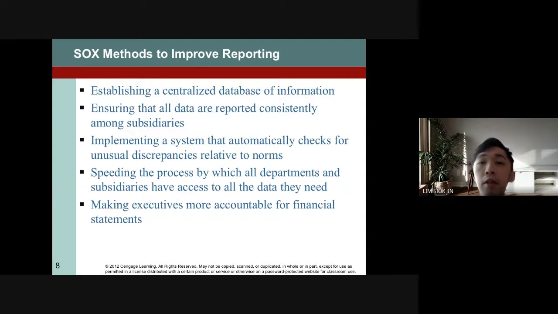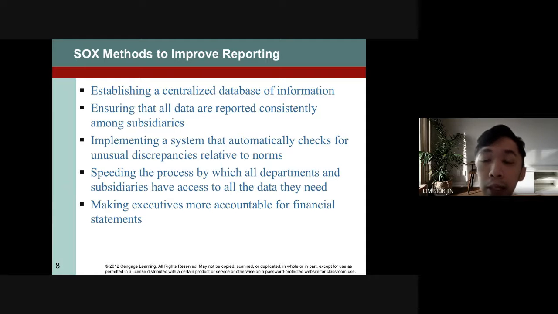All right. So how does the Sarbanes-Oxley Act improve reporting? These are the ways. They establish a centralized database of information so that it can be compared across different countries. Ensure all data are reported consistently. Implement a system that automatically checks any problems that arise.